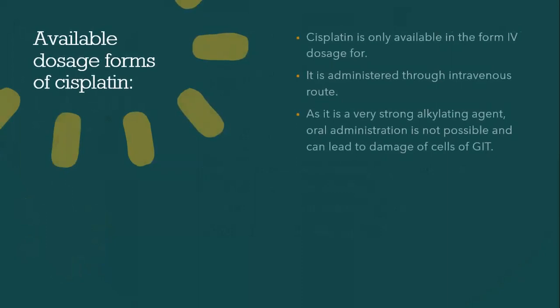And now let's talk about the available dosage forms of cisplatin. The only available dosage form is the IV infusion. It is administered through the intravenous route. Cisplatin is a very strong alkylating agent, and if given orally, it can lead to destruction of cells of the GI tract. Hence, it can only be given in the form of IV.